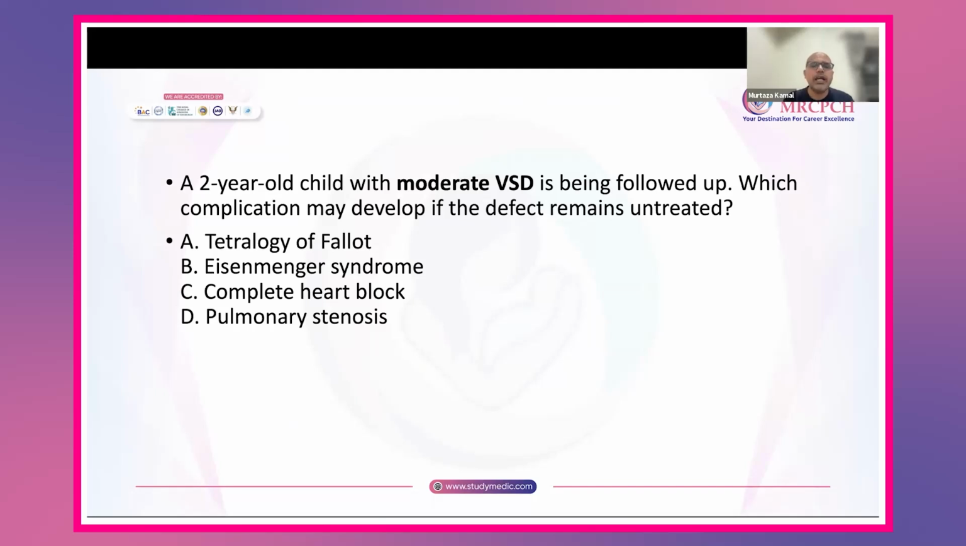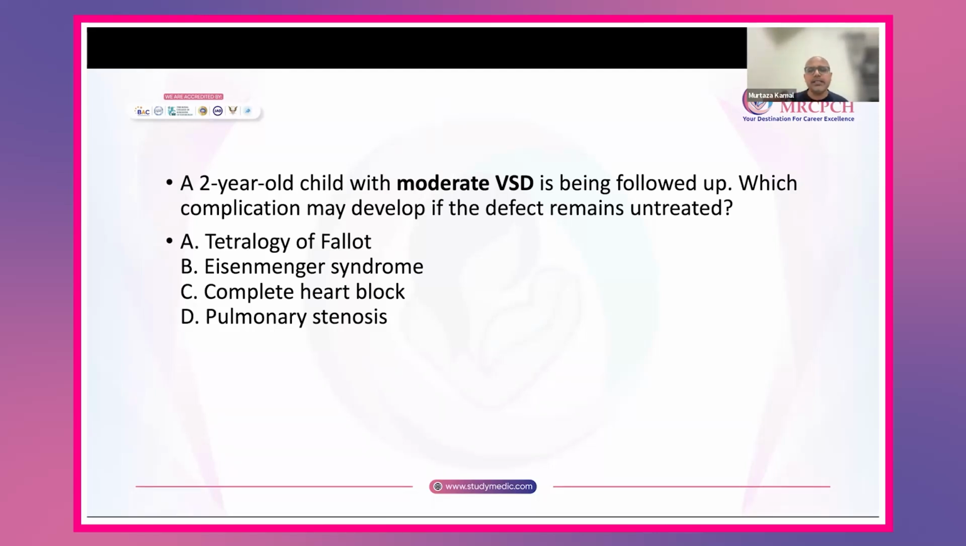So this is a 2-year-old child with a moderate VSD and is being followed up. What complication may develop if the defect remains untreated? If the child is having a moderate to large VSD, normally the large VSDs and less likely the moderate VSDs, if it is left untreated, this will lead to increase in the pulmonary arterial pressure, which can eventually lead to Eisenmengerization. So large shunt lesions left untreated can Eisenmengerize. It should be a large VSD; less likely a moderate VSD will go into Eisenmenger's.